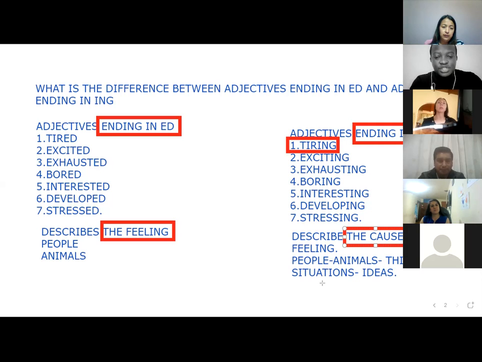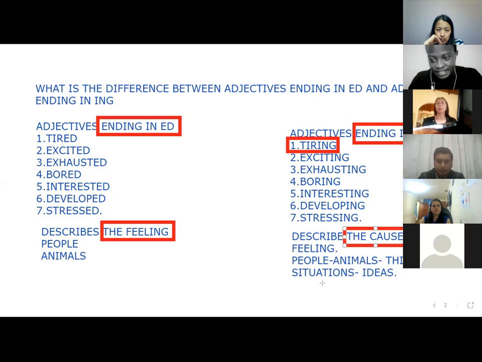Yes. So, what do we describe when the adjective is in ed? What are we describing? Feeling. People and animals. We are describing the feelings of people and animals. And what are we describing with the adjective in ing? The cause of the feeling. Exactly, the cause of the feeling. Tell me that you understand.